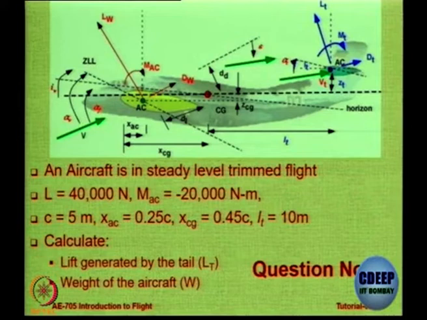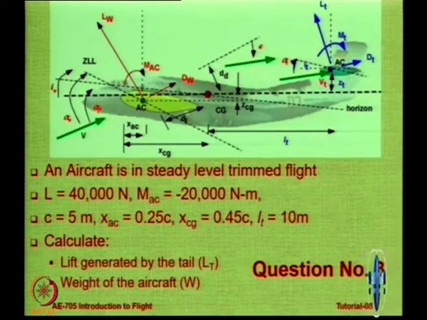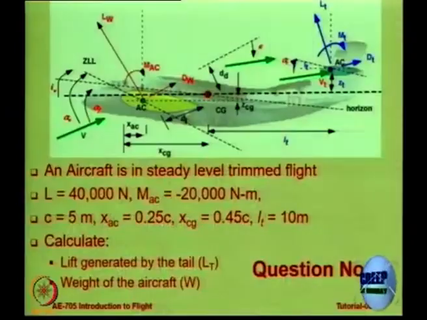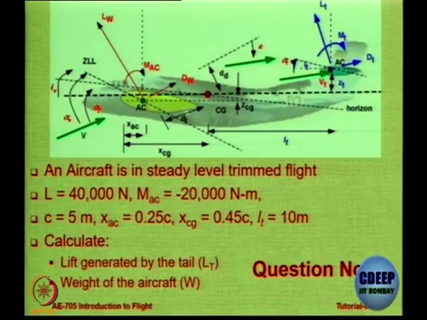Okay, so go ahead. What you can do is draw this figure, but not all those lines and angles. You just draw lift vertical at AC, draw the center of gravity, draw a tail, put the length as LT, mark XAC, mark XCG, and mark the chord as C. So, simplify this figure.